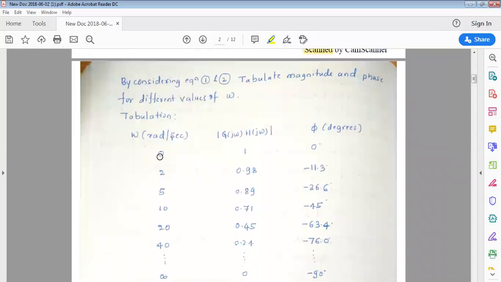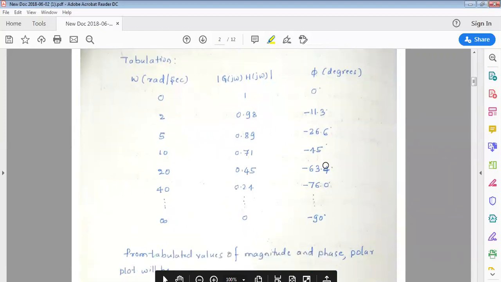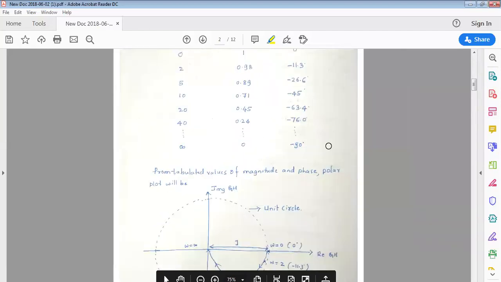If I go on substituting values of omega, say 0, 2, 5, 10, 20, up to infinity, the magnitudes we get are 1, 0.98, 0.89, 0.71 and so on. When omega reaches infinity, the magnitude becomes 0 and the angle is minus 90 degrees. The starting point, when omega is 0, has magnitude 1 and angle 0. From these values, you need to draw the polar plot. Let us look at how exactly.